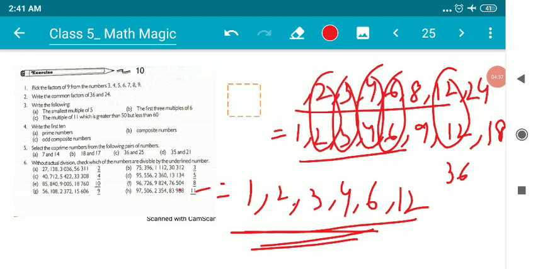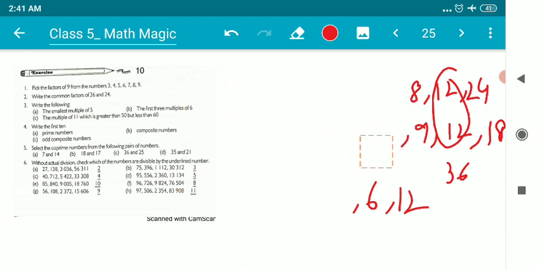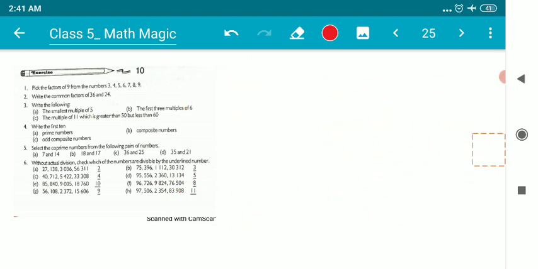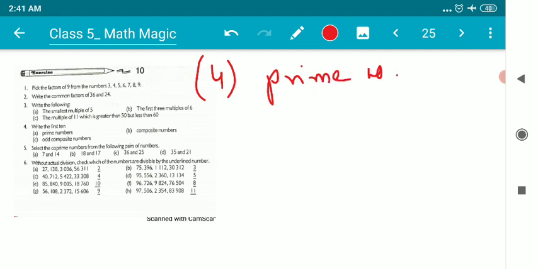Now children, let us talk about something very interesting, which is question number 4. Question number 3 is about multiples. I know this is very easy to understand. You know what multiples are. So instead of explaining question number 3, I wanted to explain question number 4. Let's talk about prime numbers and composite numbers.